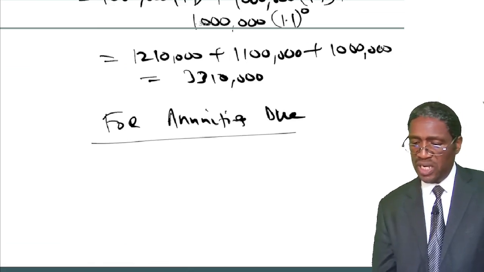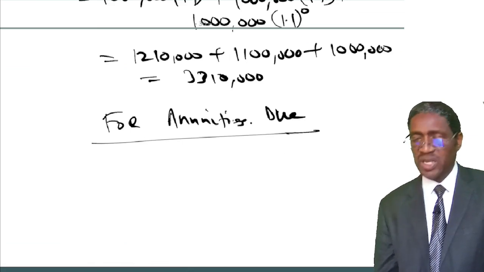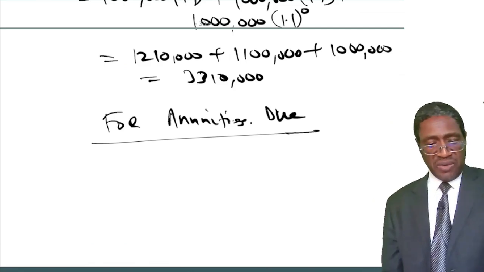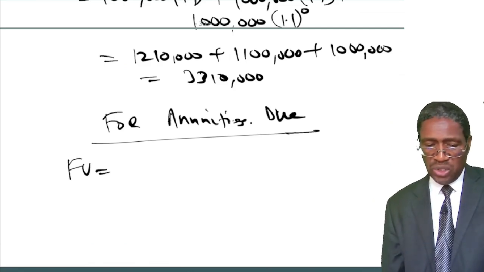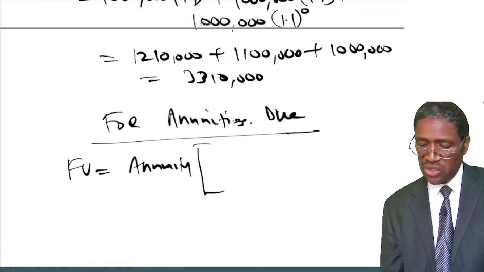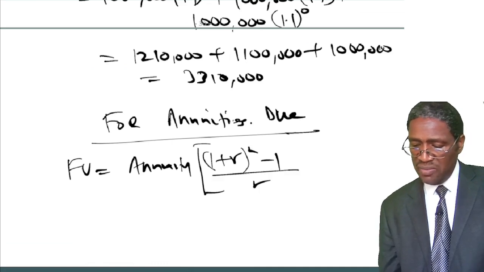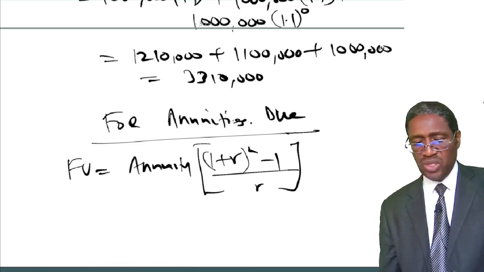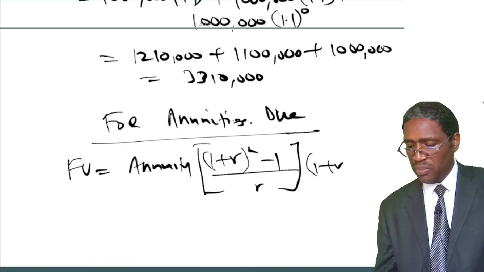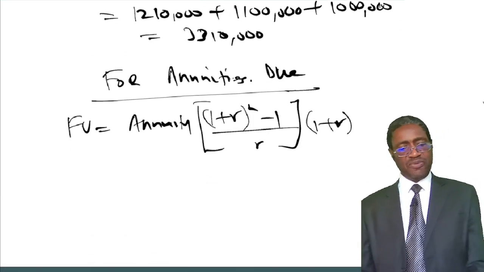Let's put down the formula. Future value equals annuity into 1 plus r, everything to the power of n minus 1. You divide everything by r. Then once you do that, whatever you get, you multiply by 1 plus r. Put down that formula.